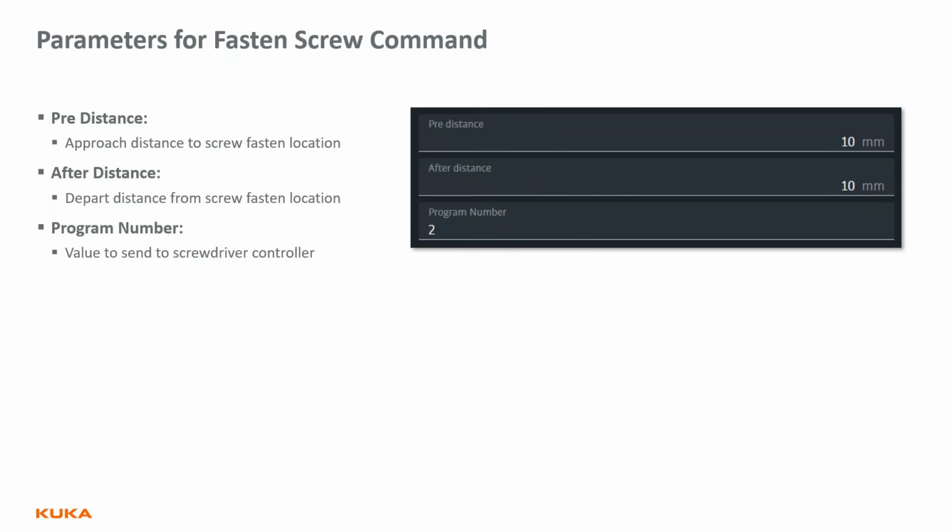The fasten screw command is a motion instruction that contains 3 additional parameters related to the fastening process. These parameters are functionally the same as those in the pick screw command. They are the pre-distance, the after distance, and the program number.